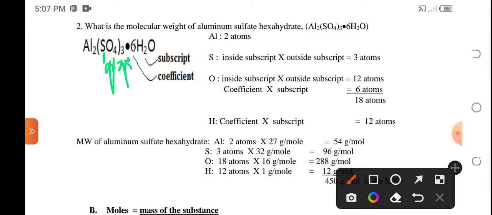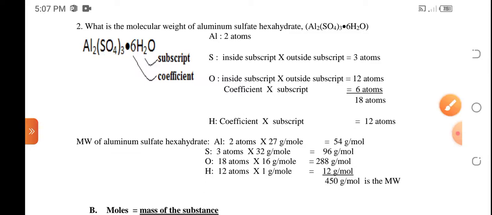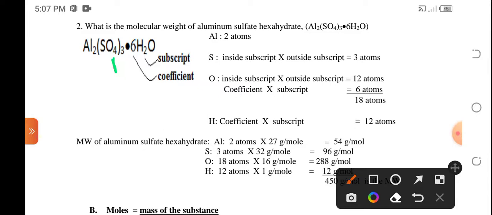What we will do with the inside subscript and the outside subscript, the subscript inside the parentheses and outside the parentheses, is just multiply. So, for oxygen, the inside subscript is 4. Okay, inside for oxygen is 4 and then the outside subscript is 3. So 4 times 3 is 12 for oxygen. When it comes to sulfur, the inside subscript is 1 because nothing is written and the outside subscript is 3. So 1 times 3 is 3. So sulfur is 3.